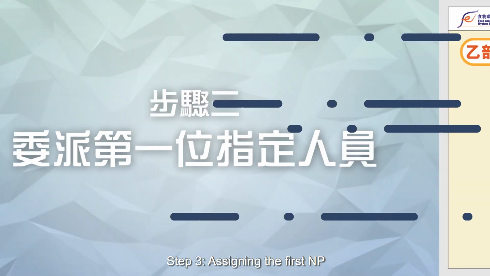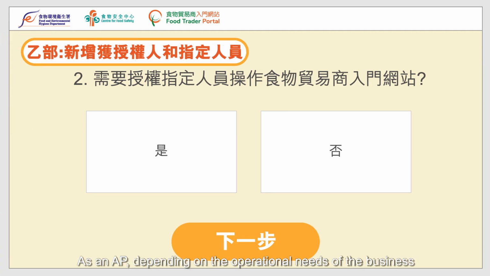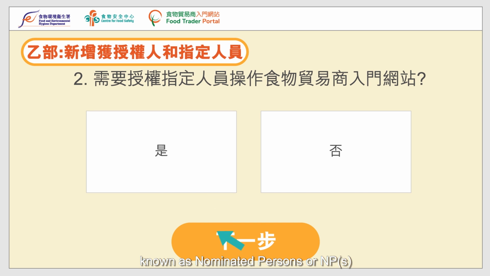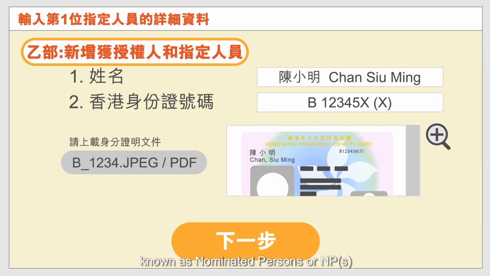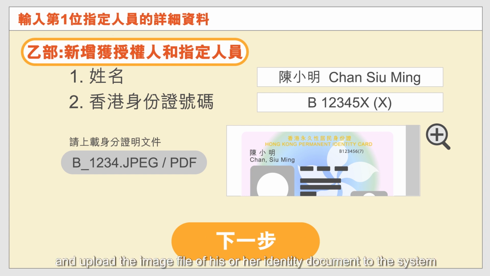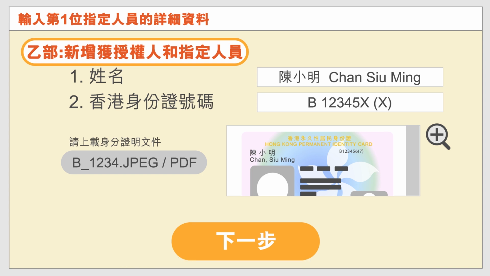Step 3. Assigning the first NP. As an AP, depending on the operational needs of the business, you can delegate some of your responsibilities to other people known as nominated persons or NPs. If you need to assign an NP, input his or her information and upload the image file of his or her identity document to the system. Then select the NP's responsibilities.